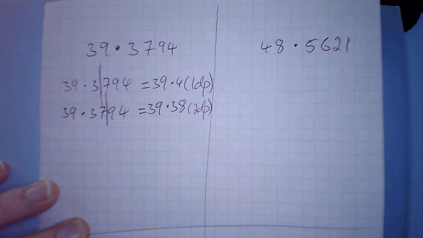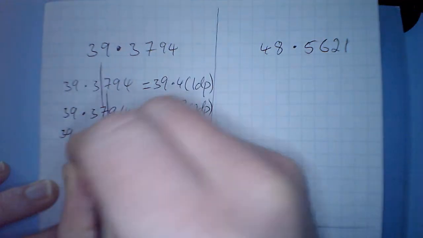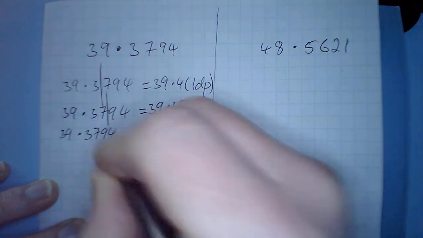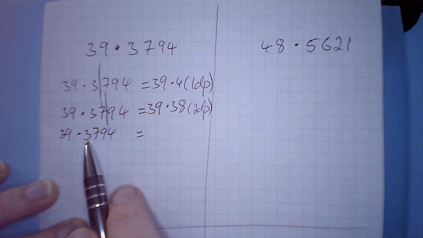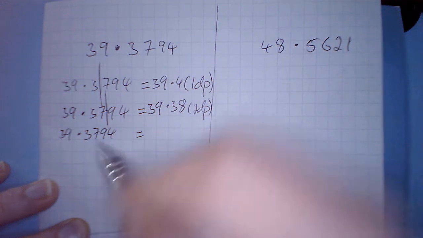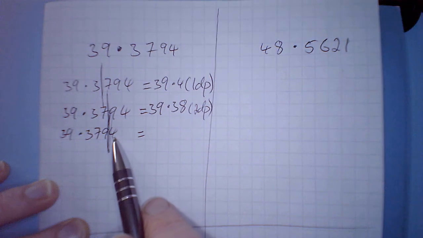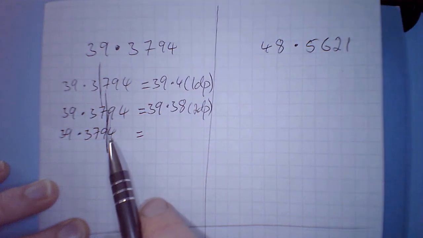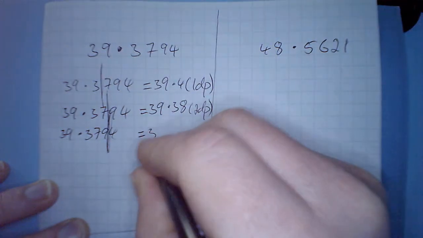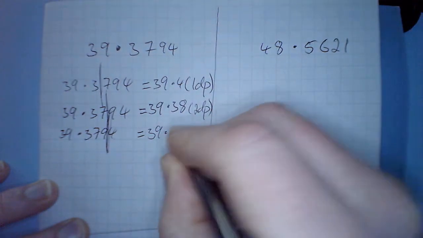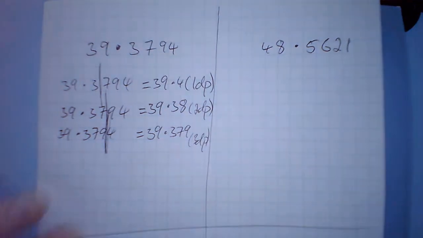If I want to go to three decimal places, 39.3794 to three decimal places, that means we're going to have three numbers after the decimal point. So 1, 2, 3, that's my barrier. This 4 is not 5 or above, so that 9 stays as it is. And so I get 39.379, and that is to three decimal places.